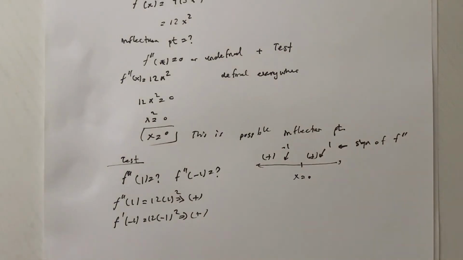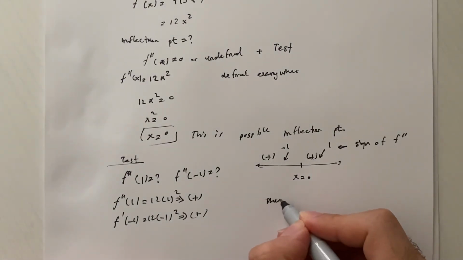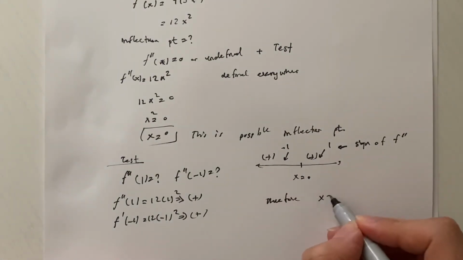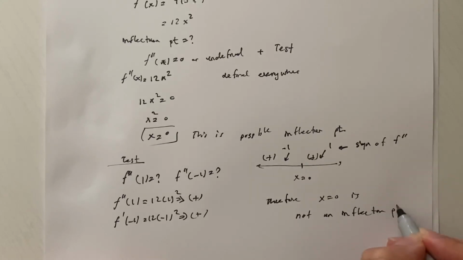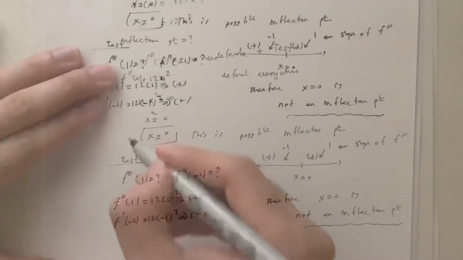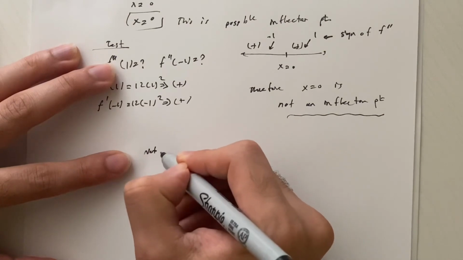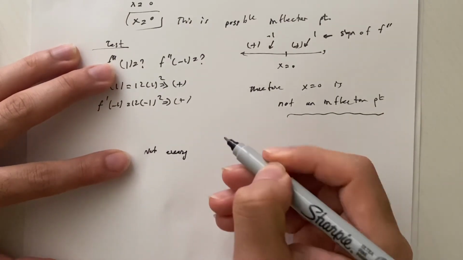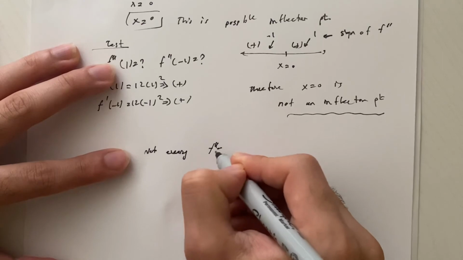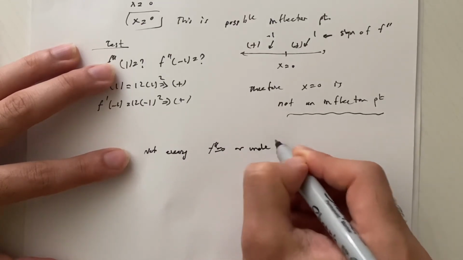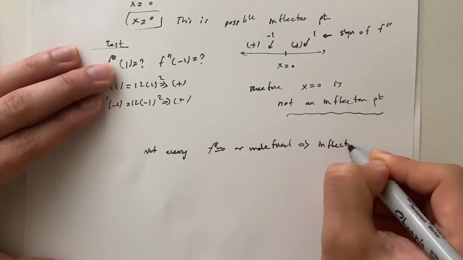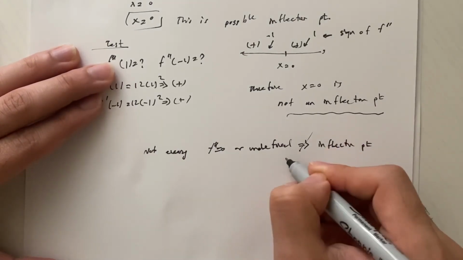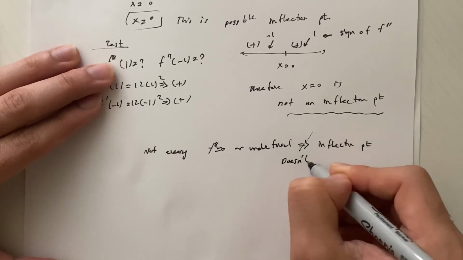This means the first derivative is increasing. Therefore, x equal to 0 is not an inflection point. And you can see that from the graph too. So what do I want to say here? Not every time the second derivative is equal to 0 or undefined is it actually an inflection point. We need to do the test to make sure that's an inflection point.